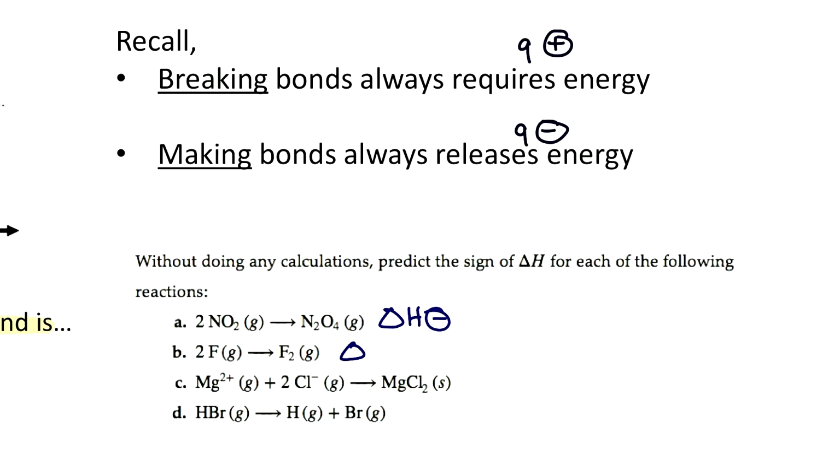Forming, so delta H is negative again. Okay, great. Now we're taking magnesium cations and chloride anions and bringing them together. So what is the sign of delta H? Negative again. Yes, we're forming bonds.